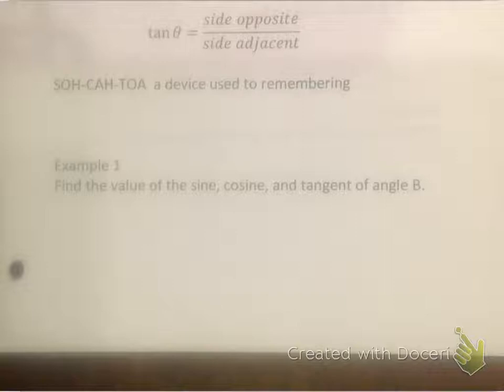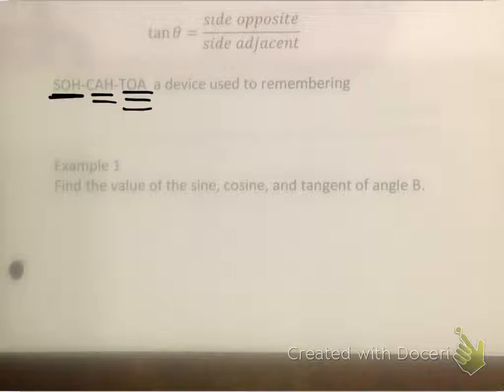Let's look at this acronym that we use to remember. This is called SOHCAHTOA. SOH is sine, opposite over hypotenuse. CAH is cosine, which is adjacent over hypotenuse. And then TOA is tangent, opposite over adjacent. So this is a good way of remembering our trig functions and their ratios.